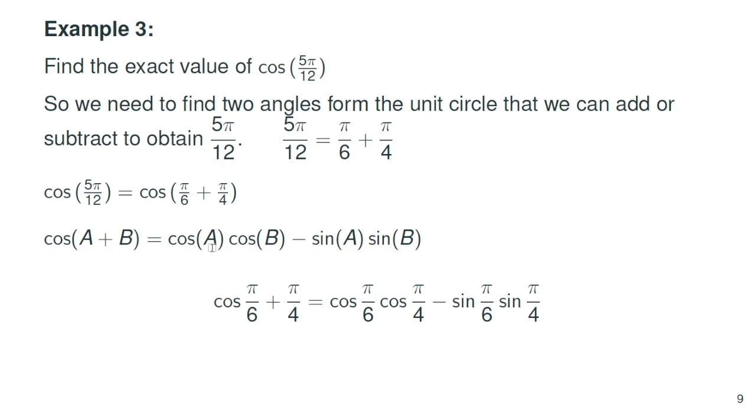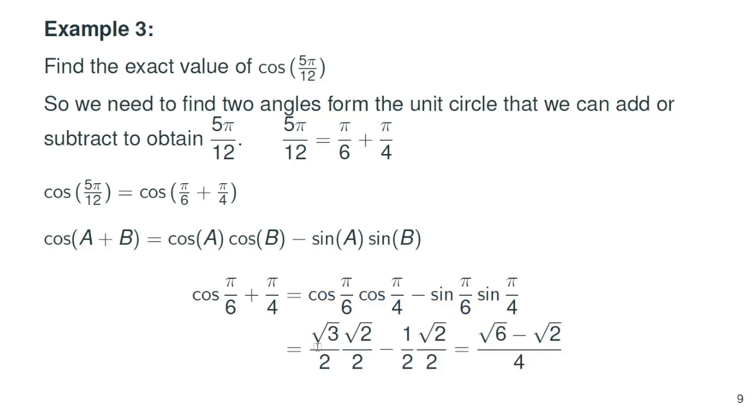So now I'm going to substitute the angles. A and B are pi over 6 and pi over 4 respectively. So I'll put those angles here. I should have parentheses here. So cosine pi over 6, cosine pi over 4, sine pi over 6, sine pi over 4. Each of these values we can find from the unit circle. So if we evaluate from the unit circle, we get square root 3 over 2 for cosine pi over 6, square root 2 over 2 for cosine pi over 4.